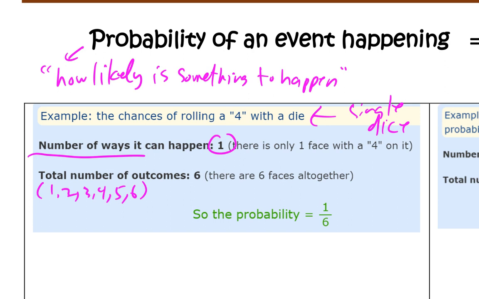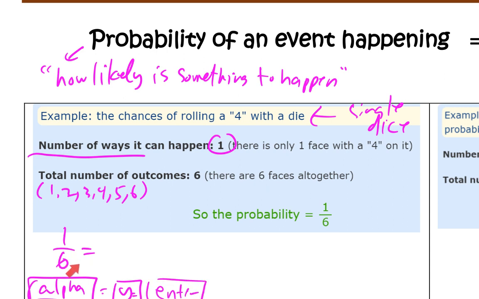1 out of 6. Sometimes they'll ask for a percentage. If we type that into our calculator, using alpha, then y equals, then the enter button, it will give us a fraction. Otherwise, if we just put 1 divided by 6 into our calculator, it'll give us approximately 0.1666, and it keeps on going. We can put a bar over the 6 to show that it keeps on going.